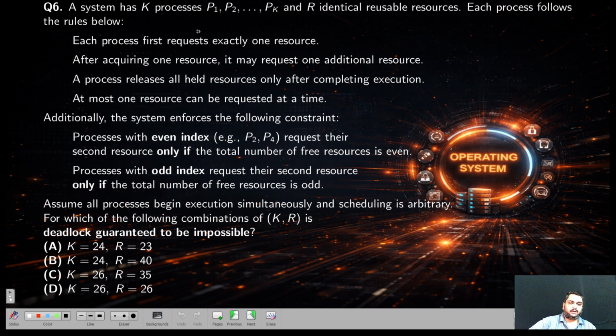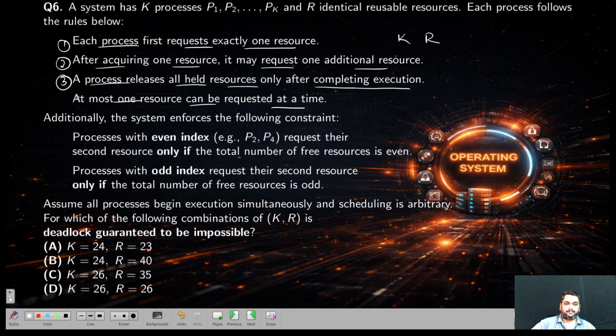Similarly, on deadlock, you can again find pattern-based questions. For example, in this question there are K processes and R resources, and they are putting some constraints here. Each process first requests exactly one resource. This is the first step. After acquiring one resource, it may request one additional resource, so it wants two resources in total. A process releases all held resources only after completing execution. That means hold and wait. It will not release until it gets both resources. At most one resource can be requested at a time, so I cannot make more than one request at a time.